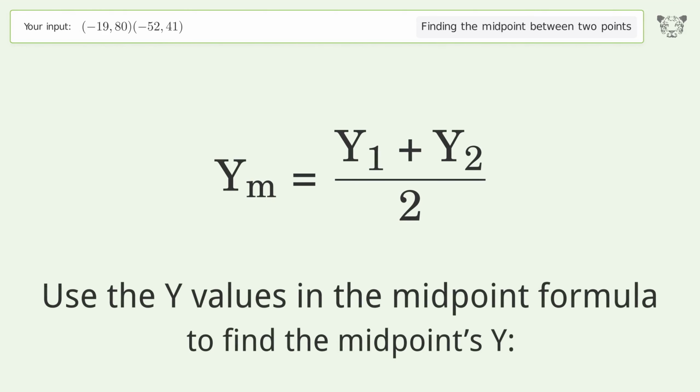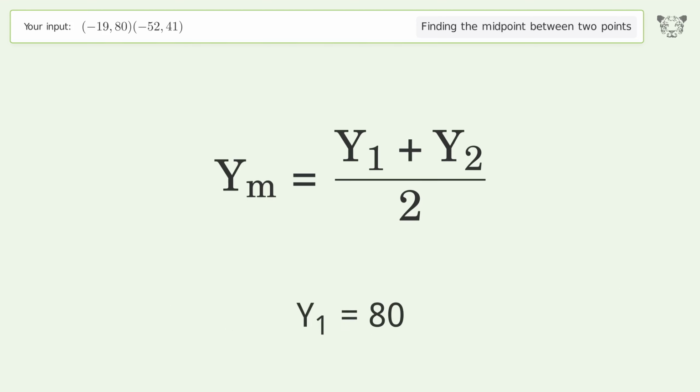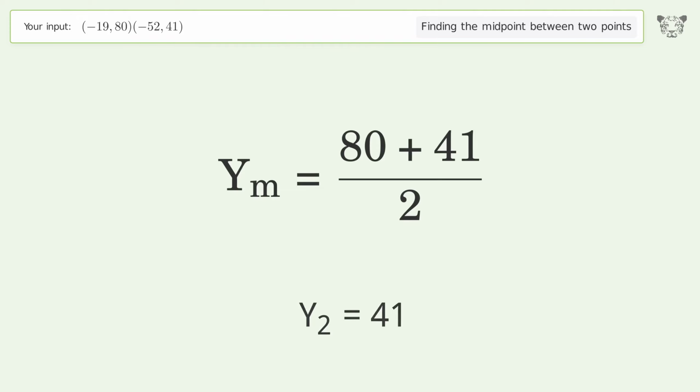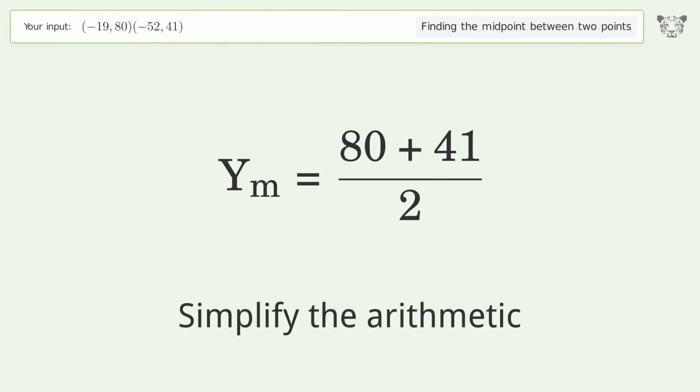Use the y values in the midpoint formula to find the midpoint's y. y1 equals 80. y2 equals 41. Simplify the arithmetic.